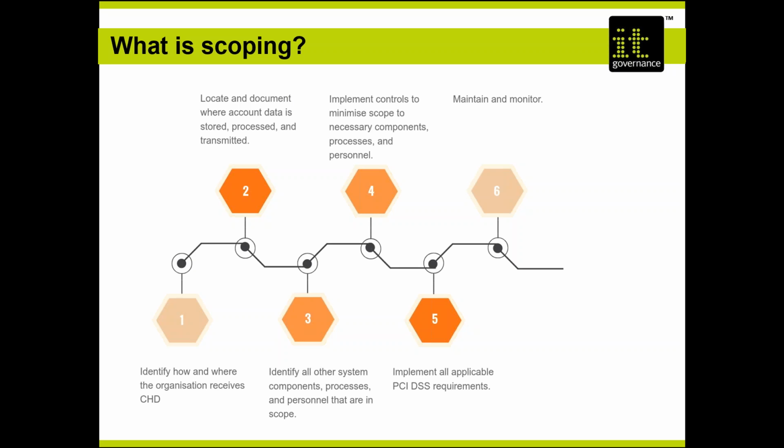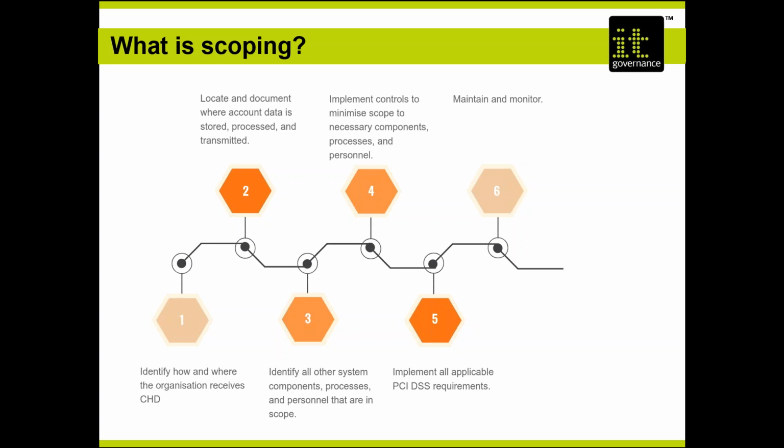So the target of scoping is to identify which aspects are part of the cardholder data environment, or which parts could affect its security. According to the standard, this comprises the people, the processes and technology that store, process, or transmit cardholder or sensitive authentication data. And remember, it includes the connected systems.